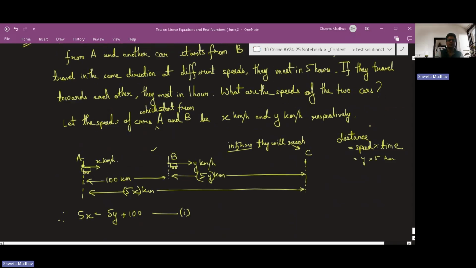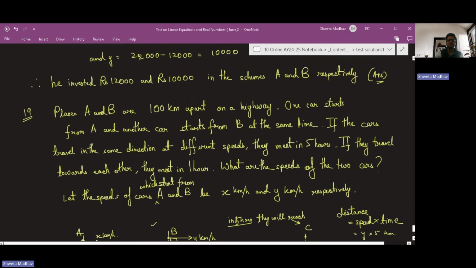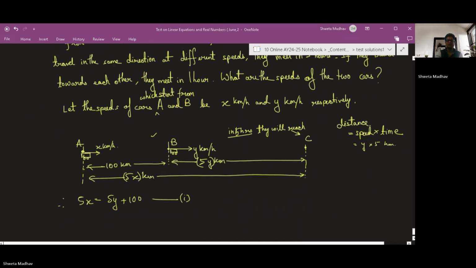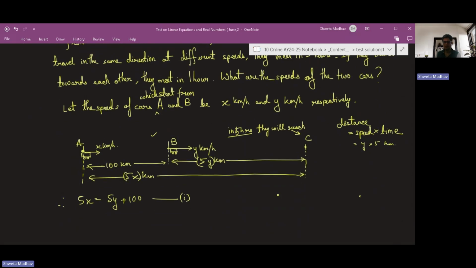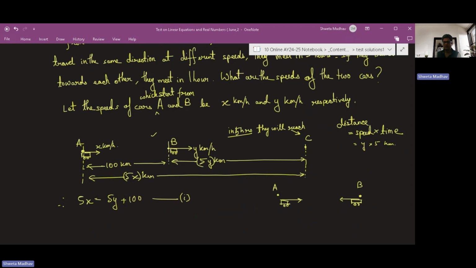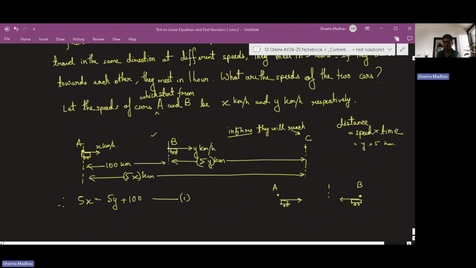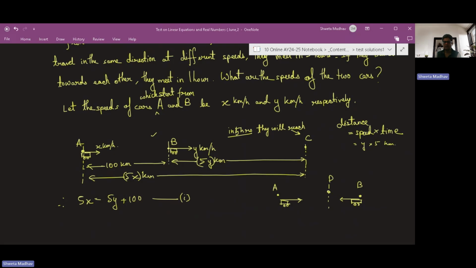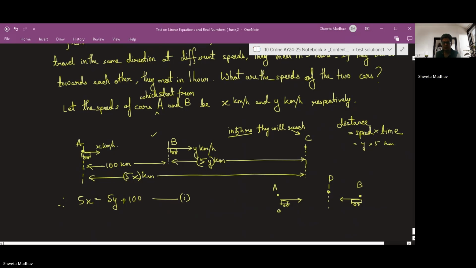And then it is told that if they travel towards each other, they meet in 1 hour. If they travel towards each other, it means that one car starts from place A and one car starts from place B, and they travel towards each other. Then suppose they meet at some point D, and they meet in 1 hour only. So the car 1 which starts from place A and the car 2 which starts from place B.